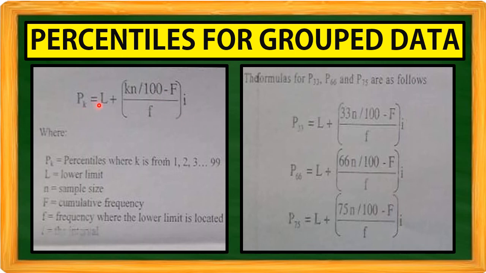So this is the general formula of the percentile. P sub k is equal to the lower limit plus the quantity of k multiplied by n divided by 100 minus cumulative frequency, divided by frequency, and multiplied by i, which is the interval. So P sub k is the percentile, L is the lower limit, N is the sample size, F is the cumulative frequency, lowercase f is the frequency where the lower limit is located, and i is the interval. So these are the formulas that we will use.